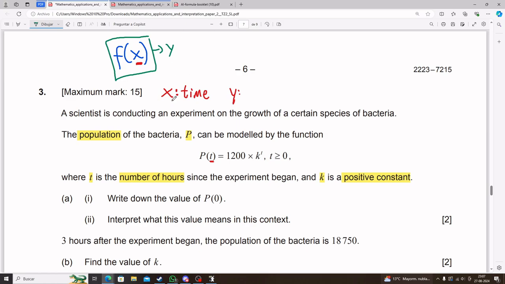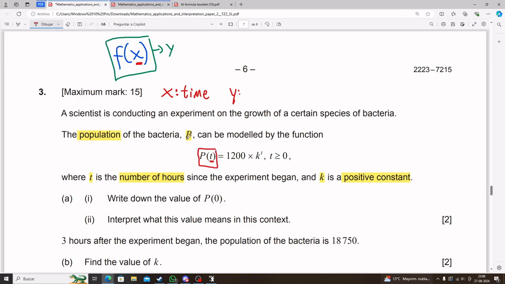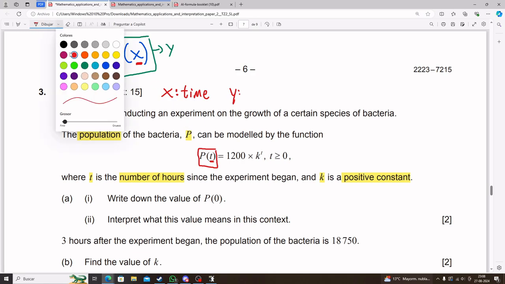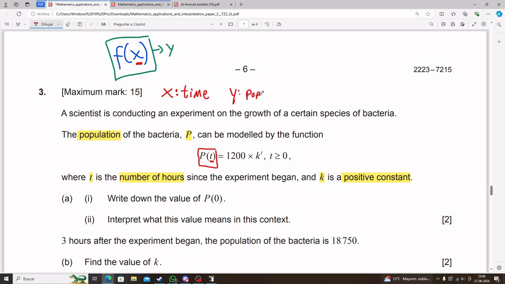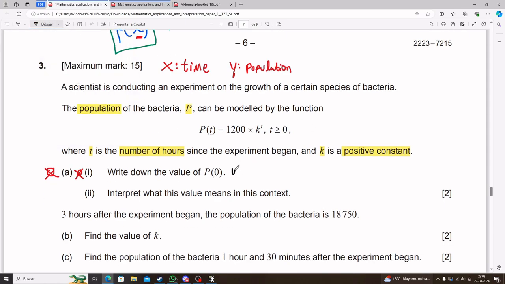However you say it, the whole thing is going to be y. Okay, so this whole thing is P for population. So my y in this context is simply population. That's the first thing we're going to point out. X is technically time, y is going to be population. So for part AI, we need to write down the value of P of 0. So if we're talking about P of 0, we're basically saying when x equals 0, what is y?